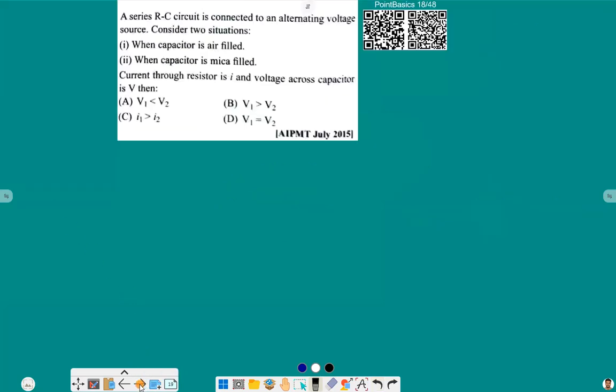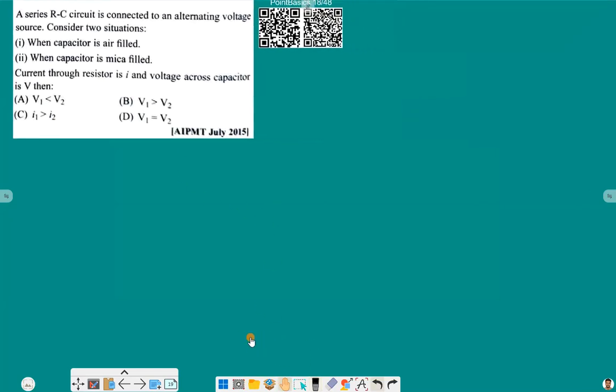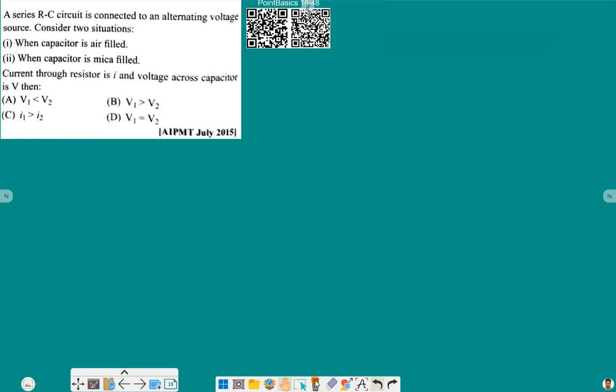Let's move to the next one. A series RC circuit is connected to an alternating voltage source. Consider two situations: when the capacitor is air filled, and when the capacitor is mica filled. Current through the resistance is I and voltage across the capacitor is V. So we have to find which of the statements will be true. Let us discuss the possible scenarios.